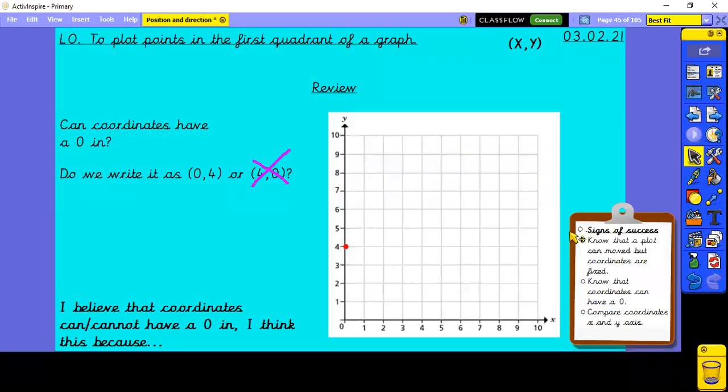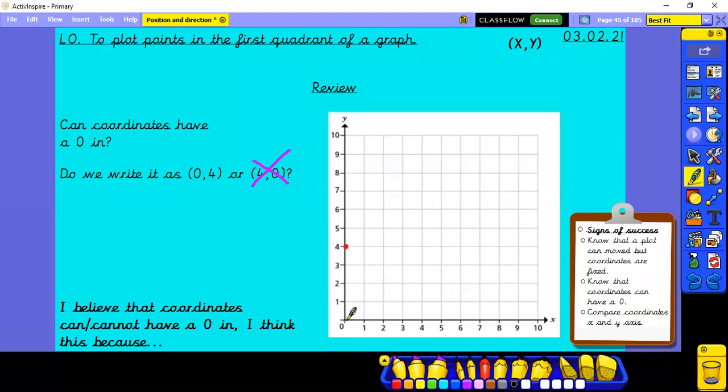Okay, so our correct coordinates for this plot, this point on our graph, is 0, 4, not 4, 0. And the reason it's 0, 4 is because our x-axis comes first and then our y-axis. So if our plot is on the 4 on the y-axis, we know that our x-axis must be the 0. So I can go along to my 0 and up to my 4. If our plot was 4, 0, we would go along to the 4 and stay here because it's on the 0.